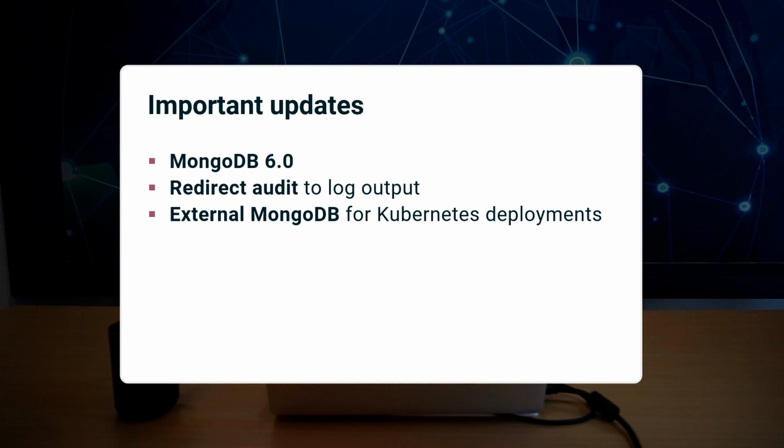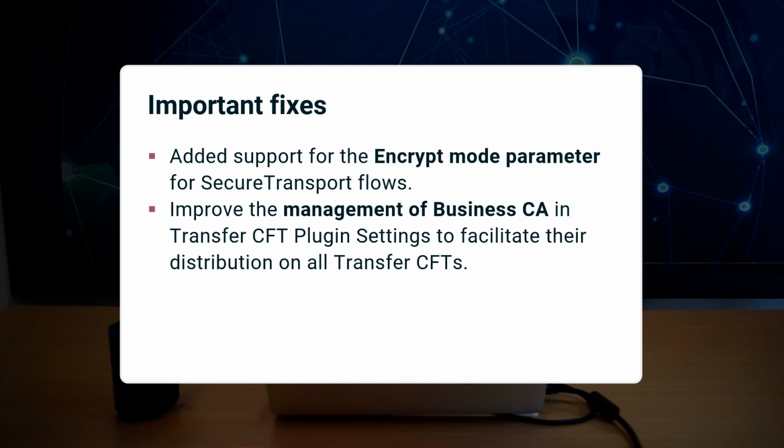In this latest release, we've introduced the ability to redirect audit data to log output as an alternative to using Sentinel Audit. In this release, the Kubernetes deployment of Flow Manager now supports connectivity to an external Mongo database. In addition to these updates, some bugs have been fixed.